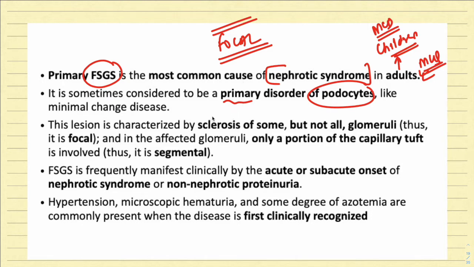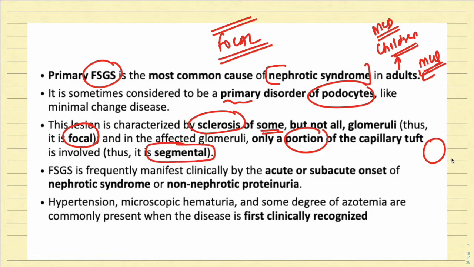So the lesion is characterized by sclerosis. Sclerosis meaning what? It means fibrosis of some, but not all the glomerulus. That means out of 100 glomerulus, around 30-40 glomerulus will be involved. So thus the change is focal in nature. And whichever glomerulus is involved, in that also the entire glomerulus is not involved. Only a part or a portion of an individual glomerulus will be involved. That means this change is segmental in nature.